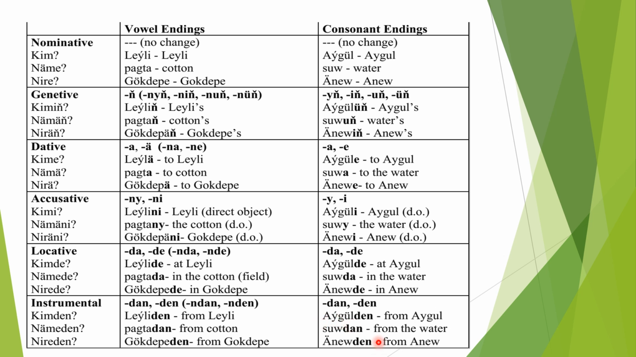So students, I will read the names of these cases in Turkmen. Nominative is baş düşüm, genitive eýelik düşüm, dative ýöneliş düşüm, accusative ýeniş düşüm, locative wagt orun düşüm, instrumental çykyş düşüm.